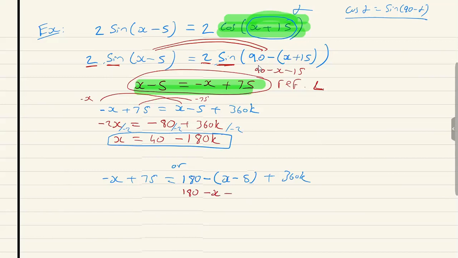180 minus x plus 5 plus 360k equals negative x plus 75. Oh, problem. What's the problem? When you take negative x to the left hand side, it will be positive x. Negative x and positive x will cancel each other. There will be no x left.